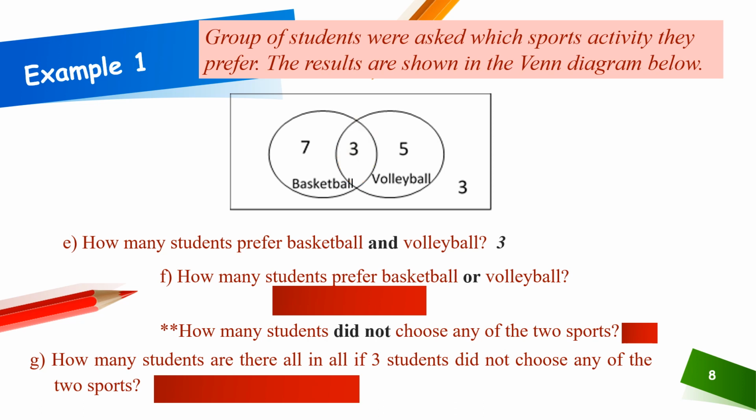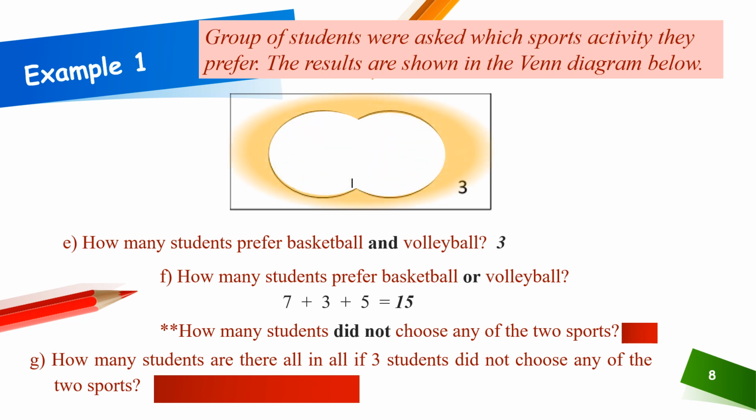How many students prefer basketball or volleyball? The word or means union. Pagsamahin natin yung dalawang circle. So, we have 7 plus 3 plus 5 is equal to 15. There are 15 students who prefer basketball or volleyball.